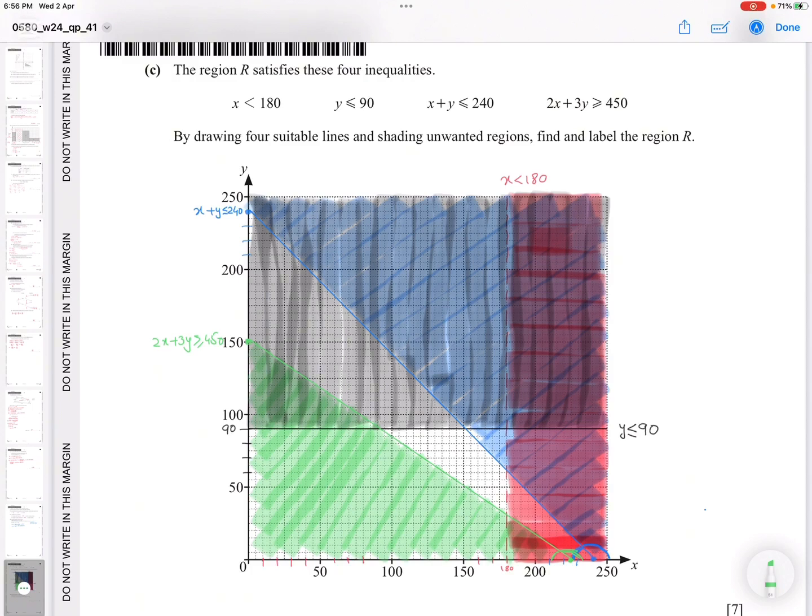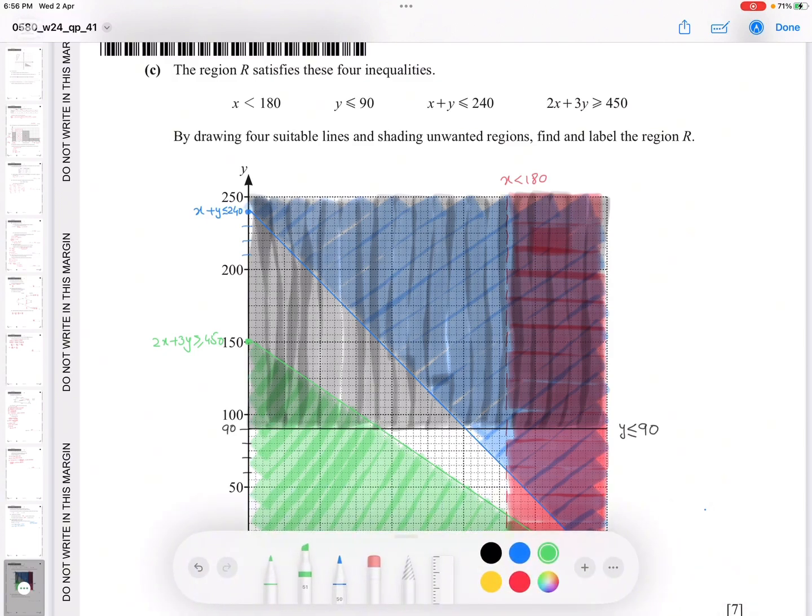And now, in the question it said, by drawing 4 suitable lines and shading unwanted regions, find and label the region R. We are going to label the region with black color, and I'm going to write R here.